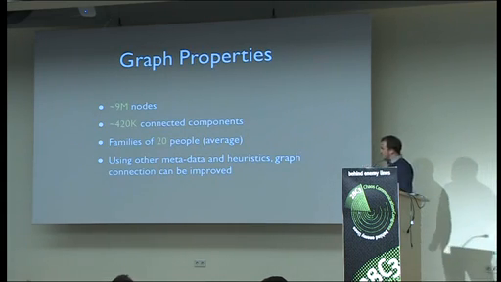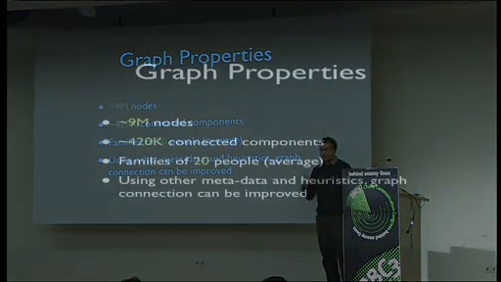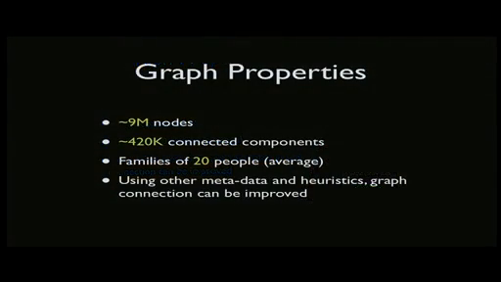Okay, so what does this graph look like? Like I said, we have approximately 9 million nodes, and using only the strict foreign keys that we use, we get approximately 420,000 connected components, which, if you divide it by the nodes, is an average of families of 20 people. So essentially, using this data only, we can build a graph of families of up to 20 people and then span relationships from there.